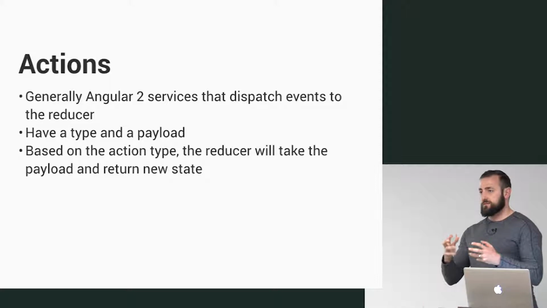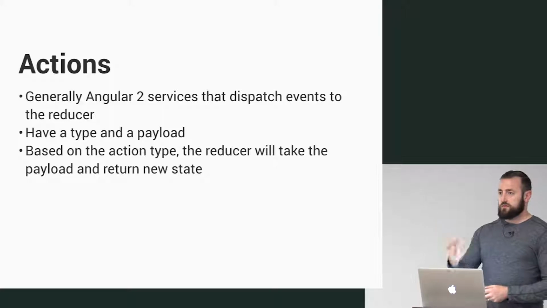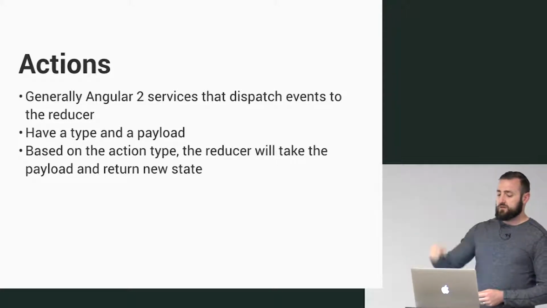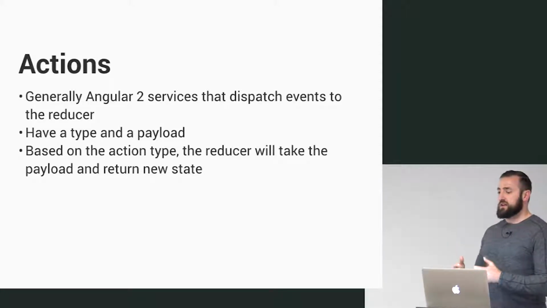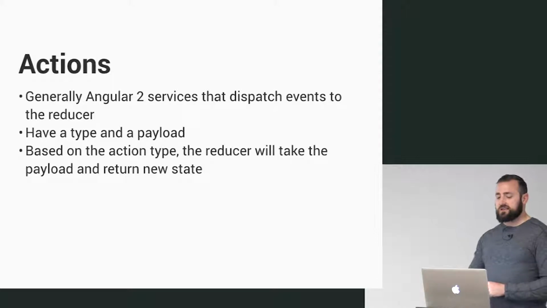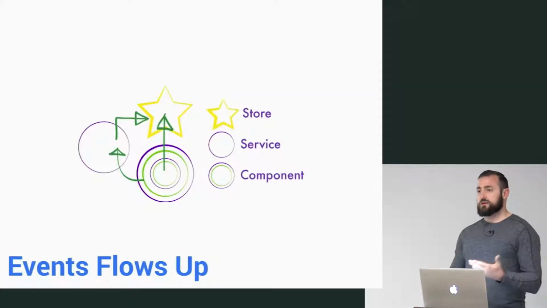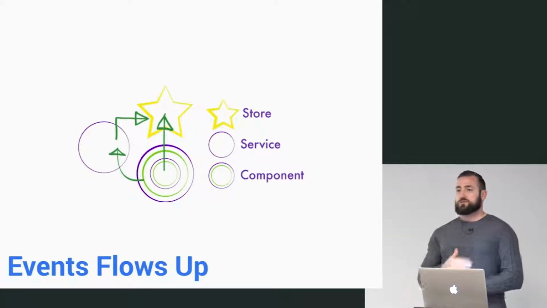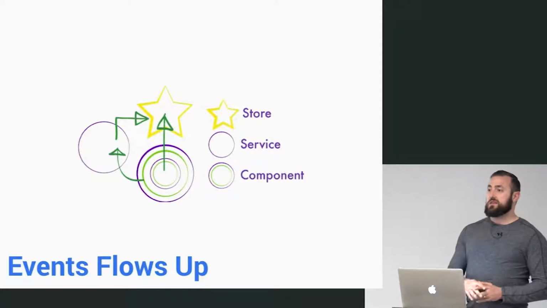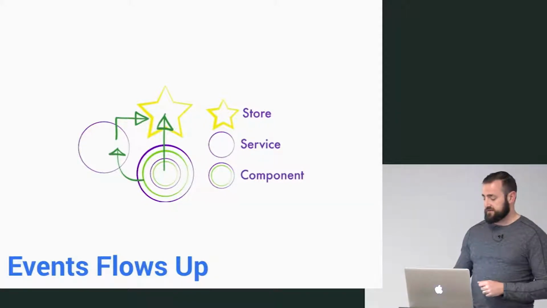Now the question is, how do user interactions and different things get up? So we capture events, they're transformed into actions, and then we dispatch them to be handled by the reducer. This has a type and a payload, and then based on that type, the reducer takes that payload and will return a new state. So again, events flow up. In some cases, you may go straight to the store, or in other cases, for asynchronous operations, you will delegate that action item, basically dispatch, to a service.